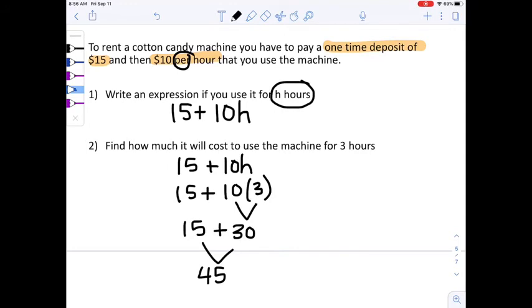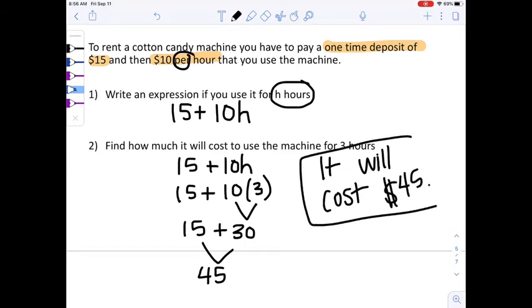Remember that whenever we have a word problem or a story problem, we always want to write our answer in a full sentence. So it says, find how much it will cost to use the machine for 3 hours. So we can write that as, it will cost $45. And there's our answer.